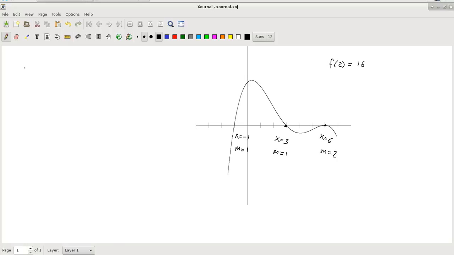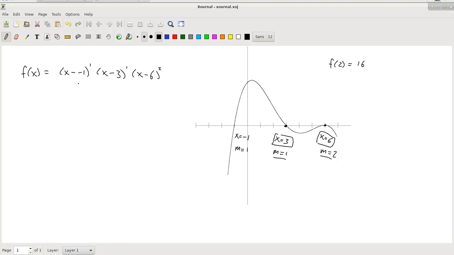With this, we can now start to piece together the function. We know that our function is of the form x minus our first x-intercept, which is -1, to the power of the multiplicity that we identified, which is 1, times x minus the next x-intercept, which is x equals 3, raised to the power of the multiplicity of that 0, which is 1, times x minus the next x-intercept, which is x equals 6, to the power of the multiplicity of that 0, which is 2.